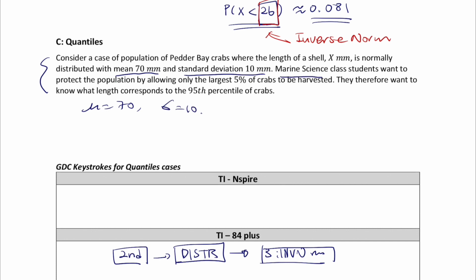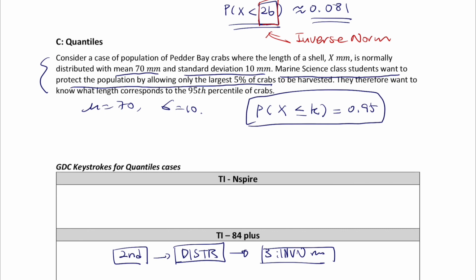We have a marine science class where students want to protect the population by allowing only the largest 5% of the crabs to be harvested. They therefore want to know what length corresponds to the 95th percentile of the crabs, where its length is less than or equal to the K value, and the area is equal to 0.95. So in cases like this, we need to find this K value using the information: mean, standard deviation, and the value of the area.